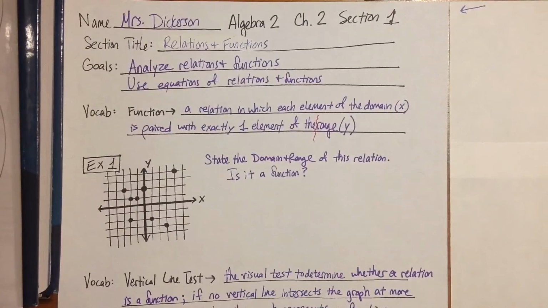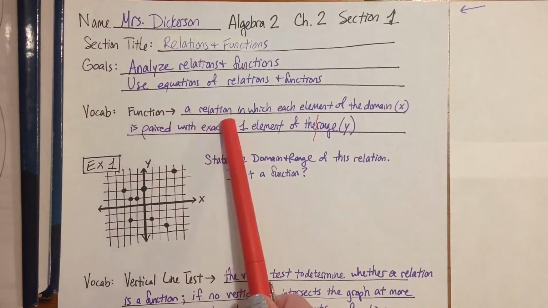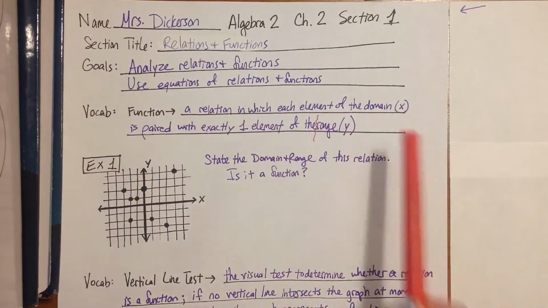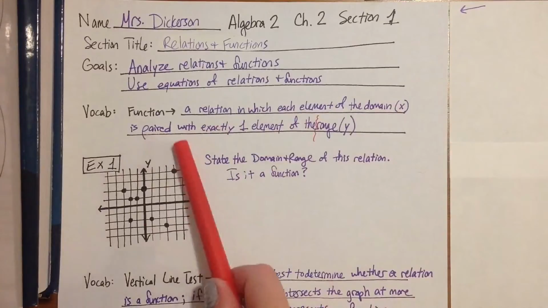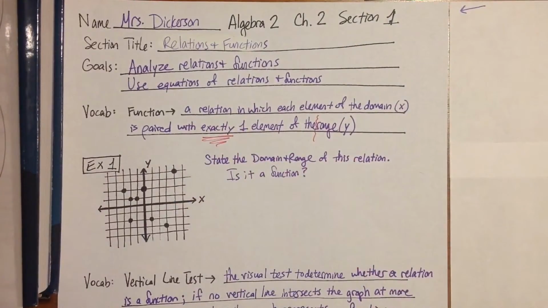First off, a vocab word that we've already defined, but I want to define it again because it is important. What is a function? This is a relation in which each element of the domain, which is our x values, is paired with exactly, that's our key word there, exactly one element of the range, which is our y values. So, sometimes relationships are functions and sometimes they're not, depending. So, let's take a look at some examples.